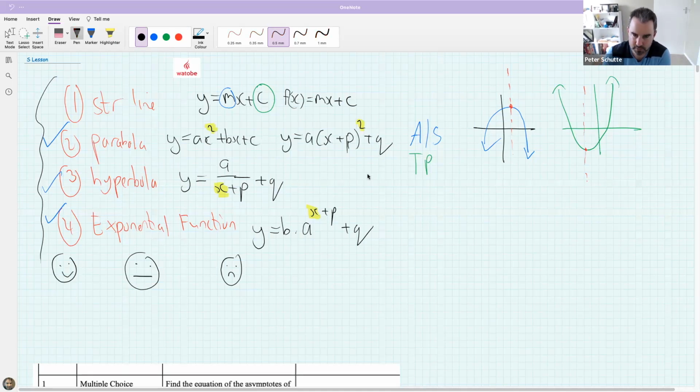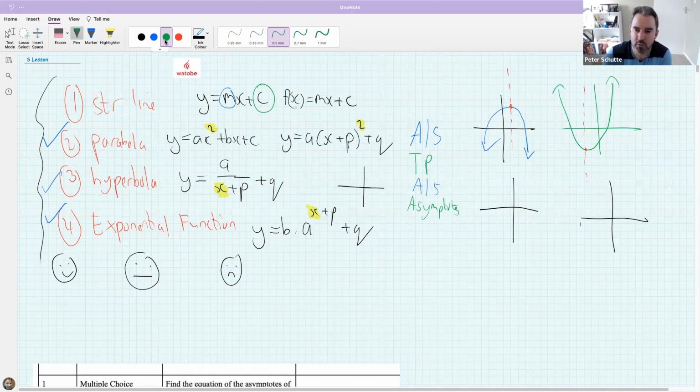For the hyperbola, it has not just an axis of symmetry, but it also has what's called an asymptote. So if I'm visualizing hyperbolas, I'll do the 2 different types here. Often we will have an asymptote that goes this way, and we'll also have an asymptote that goes that way. Now, the asymptotes are lines that cannot be crossed.